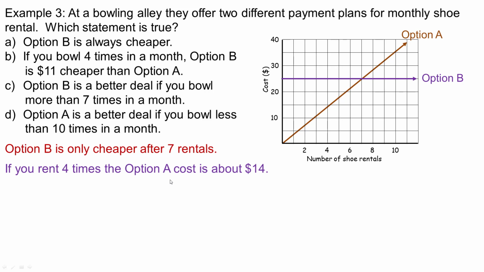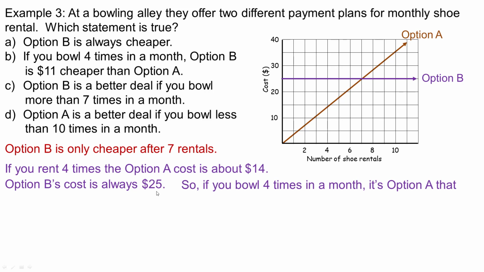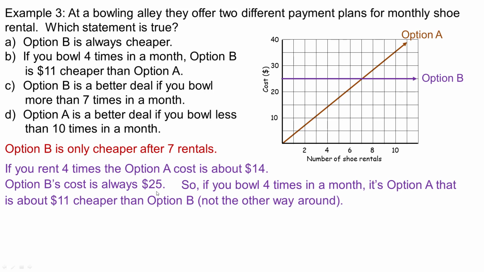If you bowl 4 times in a month, it says option B is $11 cheaper than option A. Well, for 4 rentals, option A cost, see, that would be $15, so it's about $14. It's just under the $15. And option B's cost is always $25. Now, the difference between them is $11, but option A is the cheaper one, not option B. See, this says the opposite. It says option B is $11 cheaper than A. So the opposite is actually true. If you bowl 4 times in a month, it's option A that is about $11 cheaper than option B, not the other way around. So B is not correct.